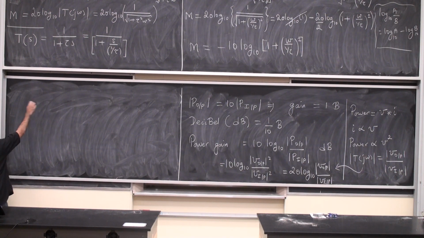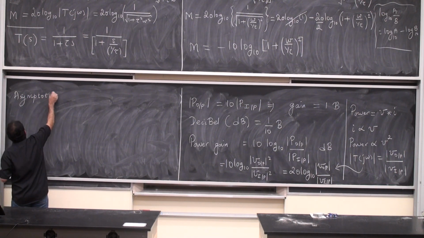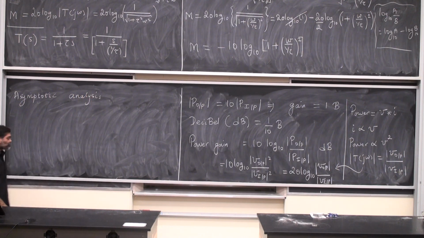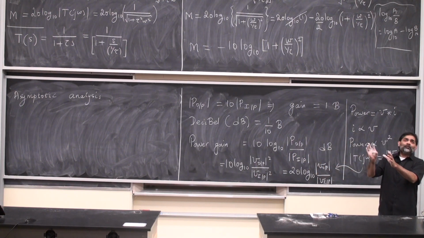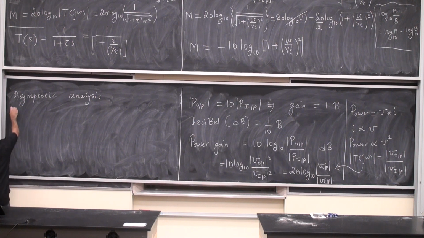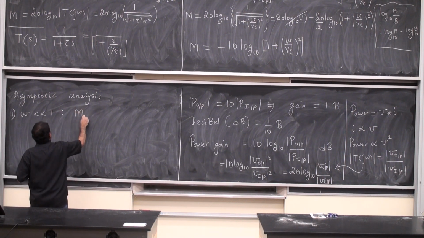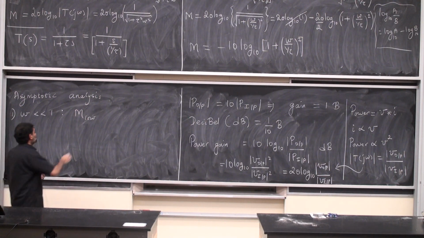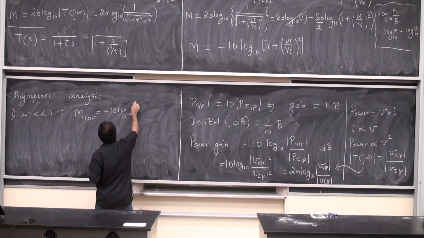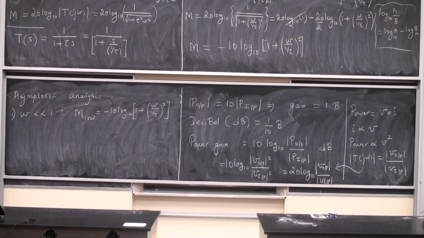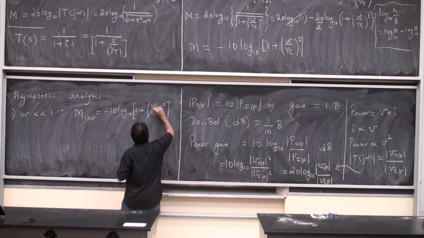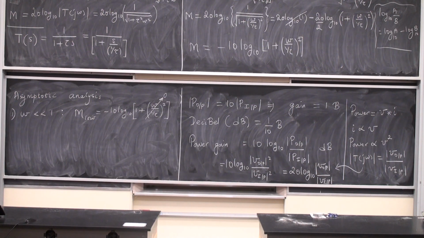So we do the asymptotic analysis. Omega is the carrier frequency, right? And so we say, okay, what happens to this gain term, this capital M term, when omega is very, very low? So I'm going to say omega is very small. What happens to the gain term? I'm going to call it M low, because this is the low frequency gain. This is going to be minus 10 log 10 of 1 plus (omega by 1 by tau) whole square. If omega is very, very small, what's omega square? Omega square is even smaller. And so this term goes off. And so what happens? I get minus 10 log of 1, which is 0 decibels.